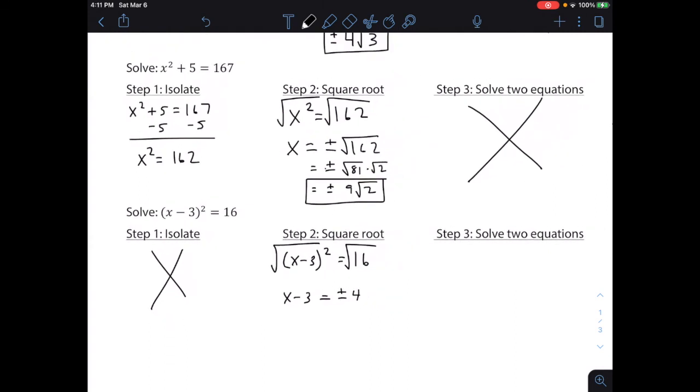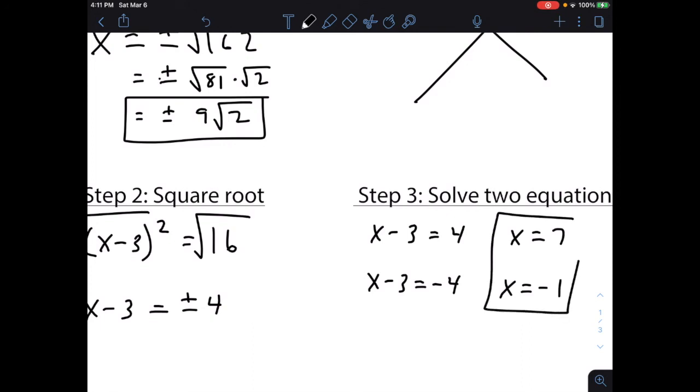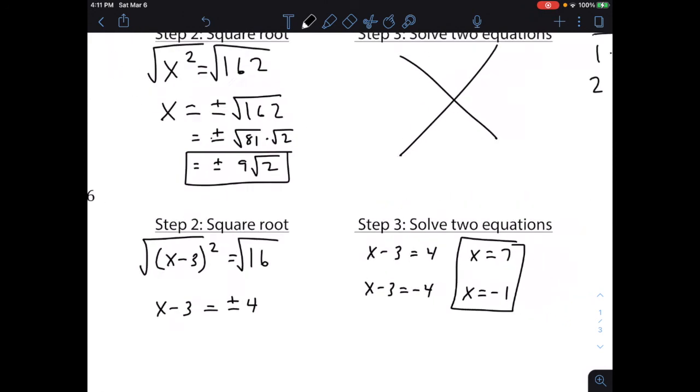All right, so this one, we actually have to solve two equations because we have x minus 3 equals positive 4, and we can solve that and say x is equal to 7, right? And then we have x minus 3 equals negative 4. And if we solve that, we have x is equal to negative 1. So there we have our two solutions. And in this case, they are two unique numbers, whereas in the other two examples, they looked exactly the same. One was positive and one was negative.